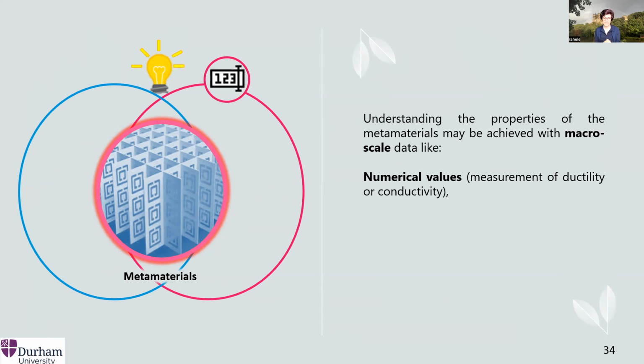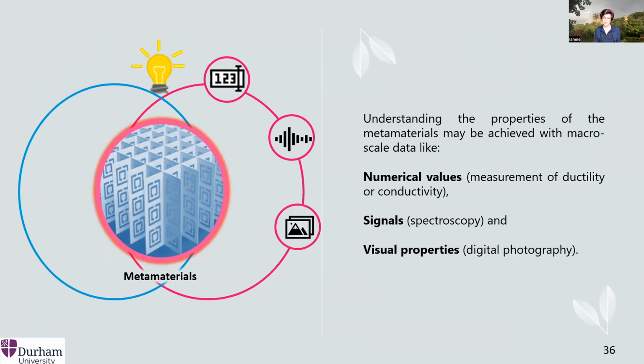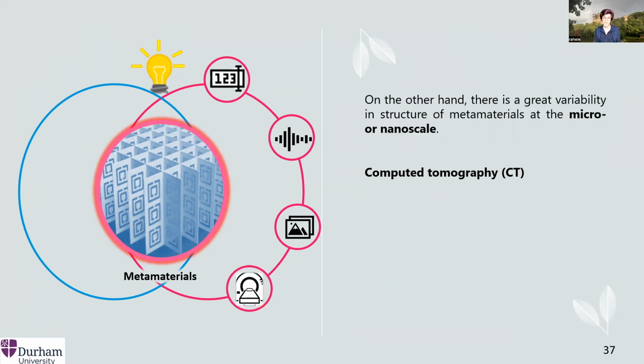For example, imagine that I'm measuring the properties using some numerical values, like measurements of conductivity. On the other hand, some macro-related data can come from signals, like a spectroscopy of the piece of metamaterial that we have, or some visual properties like digital photography.